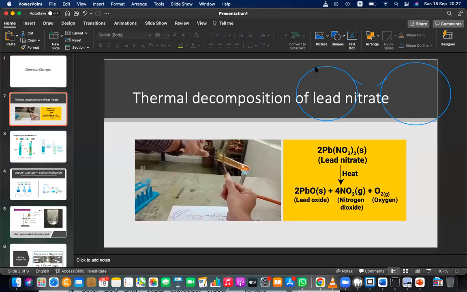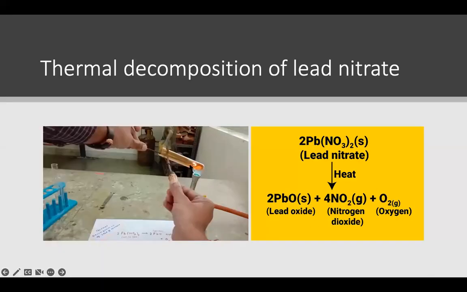Anyway, lead nitrate is a white color compound. What will happen when you put it in a test tube and burn it? It will form a brown color gas. That brown color gas is nitrogen dioxide. So you can see in this test tube, there is a brown color gas. That is nitrogen dioxide, right? And it will also emit oxygen.